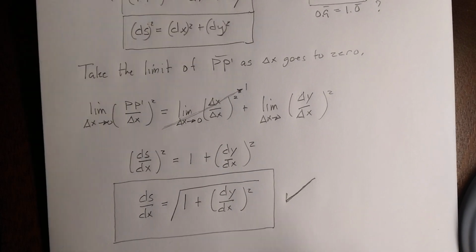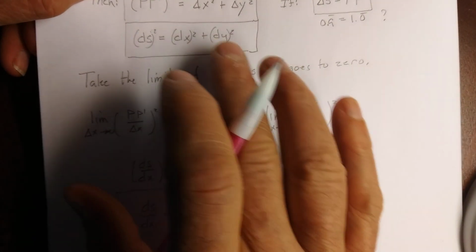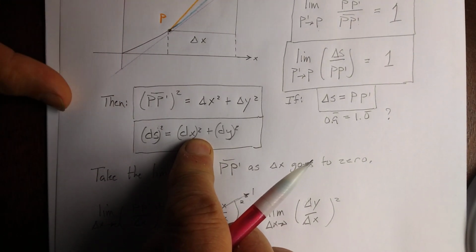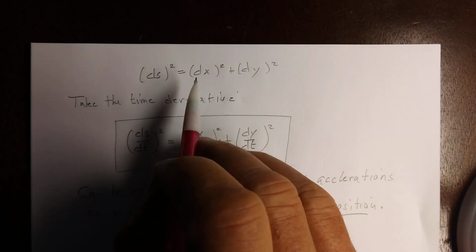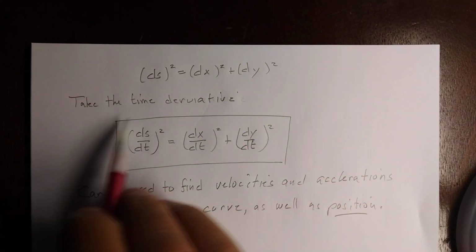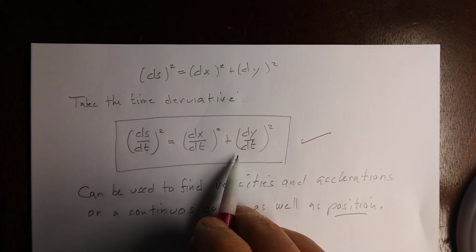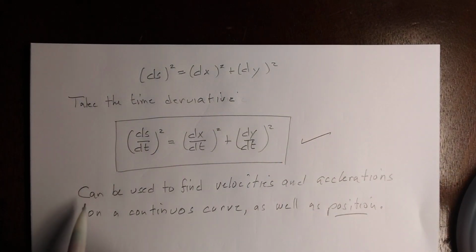But the best thing that we can get from this is if we take the time derivative of this thing. If we take the time derivative, we end up with (ds/dt) squared is equal to (dx/dt) squared plus (dy/dt) squared, and this is a beautiful equation. This equation we're going to be using a lot in physics.